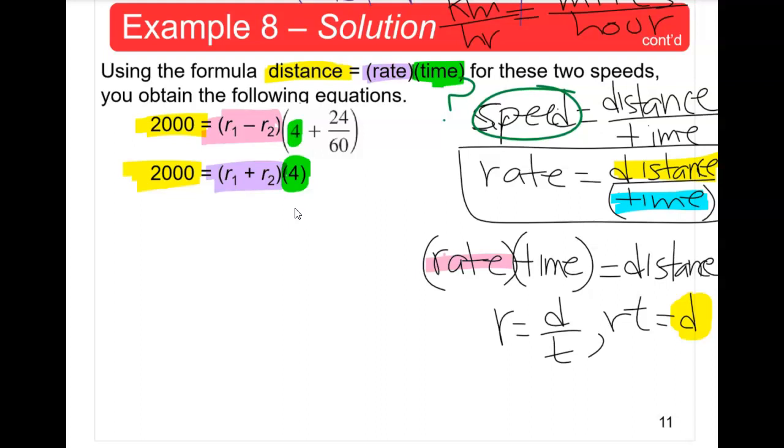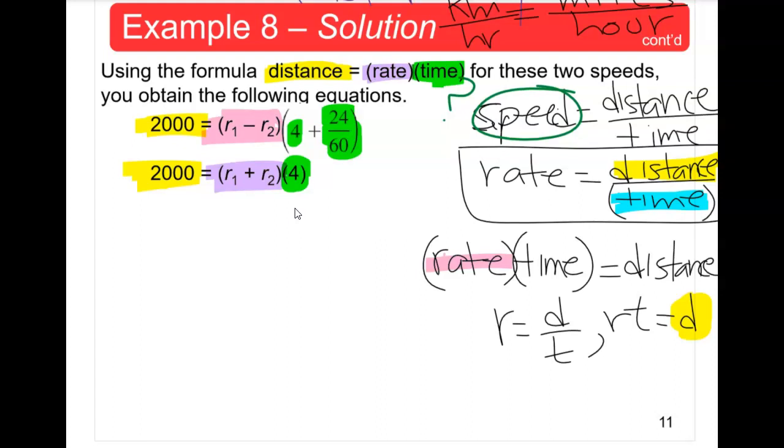Now 24 minutes, we cannot use 4.24 because the units of time are not base 10, so we cannot do that. So we have to use the fraction 24 over 60 because 24 minutes is a fraction that equals 24 out of 60 because there's 60 minutes in 1 hour. So that's why we say 4 plus 24 over 60.